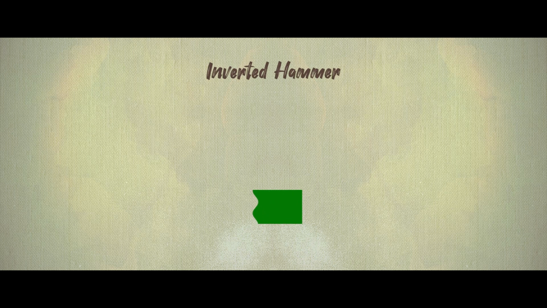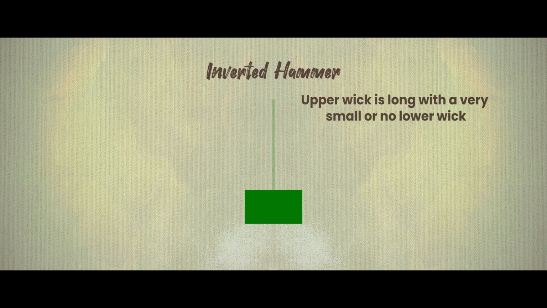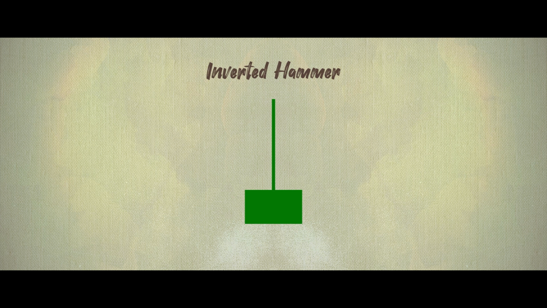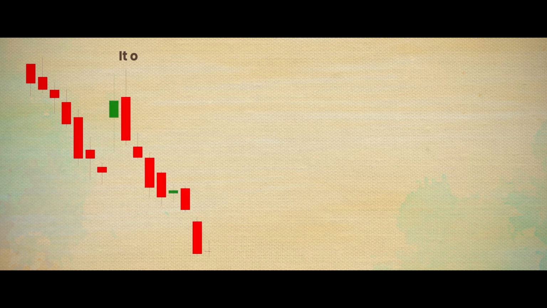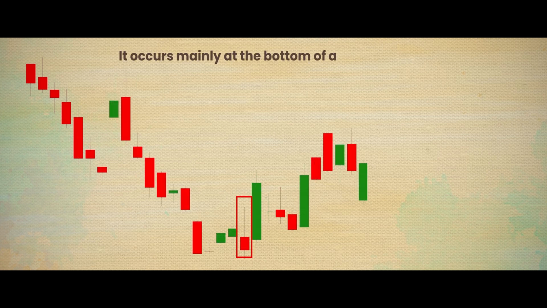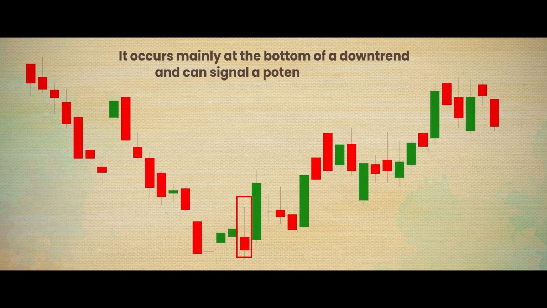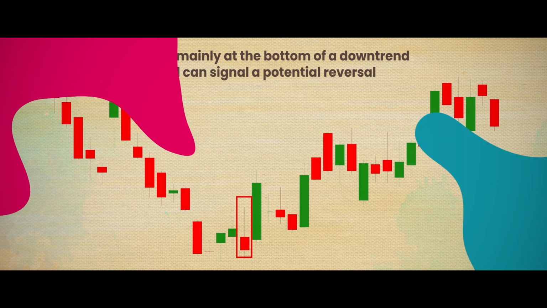Evidently, like the bullish hammer, this is also a single candle pattern. However, the difference between bullish hammer and inverted hammer is that in the latter, the upper wick is long with a very small or no lower wick. So, it is the mirror opposite of the bullish hammer pattern. Oh, so what would be the key characteristic of this one? It occurs mainly at the bottom of a downtrend and can signal a potential reversal. Acha, so when does the inverted pattern emerge?